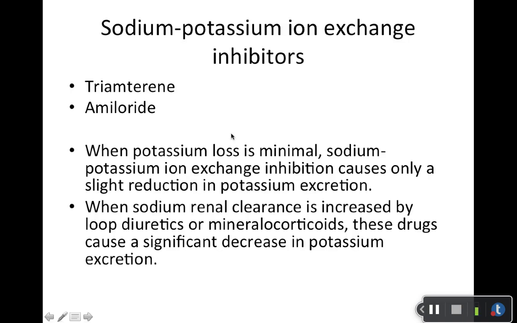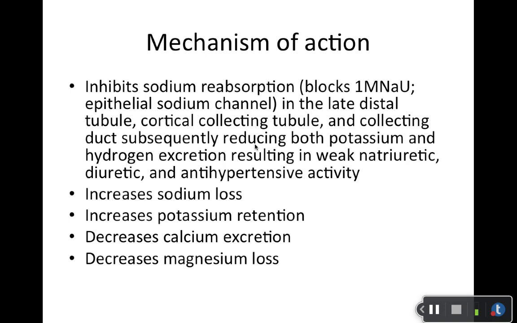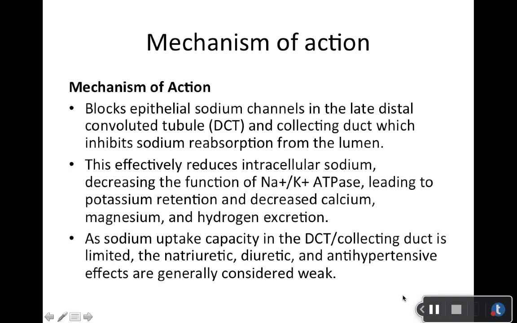Some more sodium-potassium ion exchange inhibitors, changing gears a little bit, triamterene and amiloride. That's what happens when I don't pause when I need to cough. I just end up messing stuff up. Sorry, guys. All right. So please go ahead and, again, these are review, but please keep studying these. Look at the mechanism of action here.